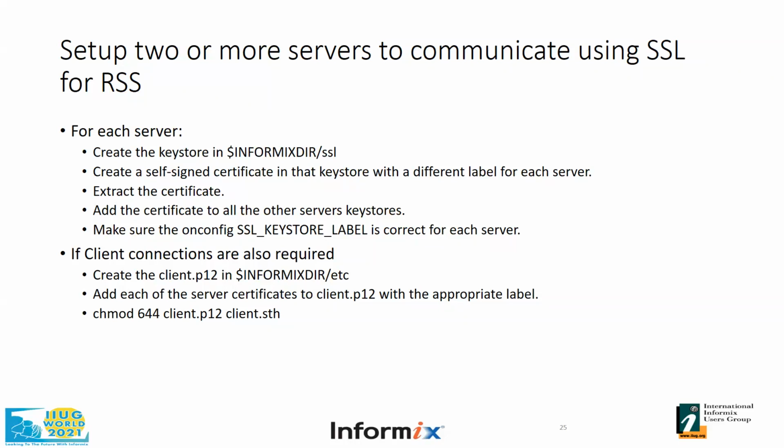Now, not the client key store. For the servers to talk to each other, they only use the key stores that are in the SSL directory. Again, if you're going to have client connections here also, then you have to put the client P12 in the client directory. But basically, all you have to do is add the other server's certificate to your server key store to set up for RSS using SSL.